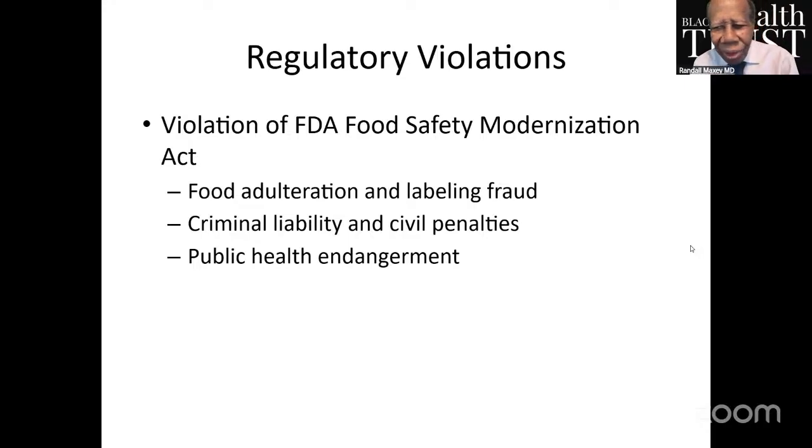So we know that a lot of people violate the FDA Food Safety Modernization Act. They do that on purpose. There's a lot of food adulteration, and labeling is fraudulent sometimes. There's criminal liability and civil penalties, probably if you're Black. We know that this is a public health problem that we need to look at. Next slide.